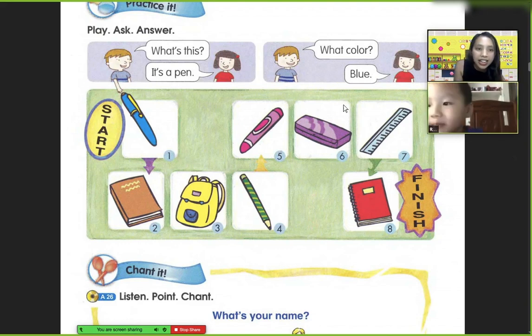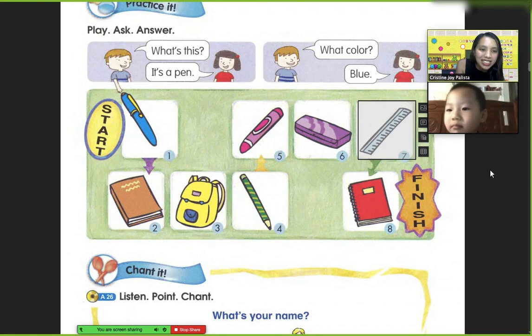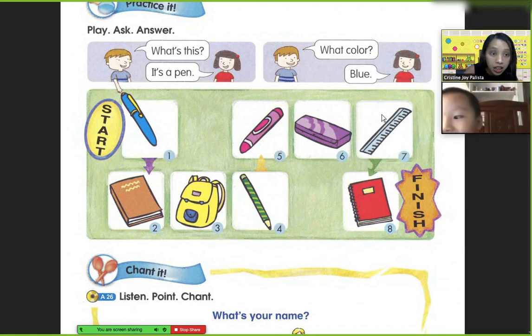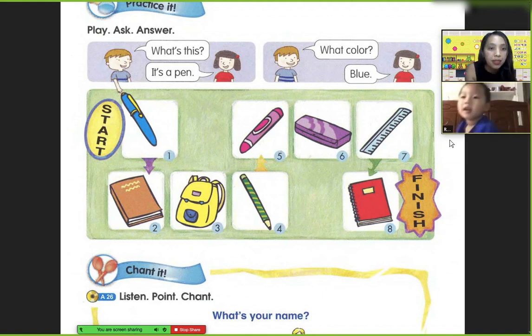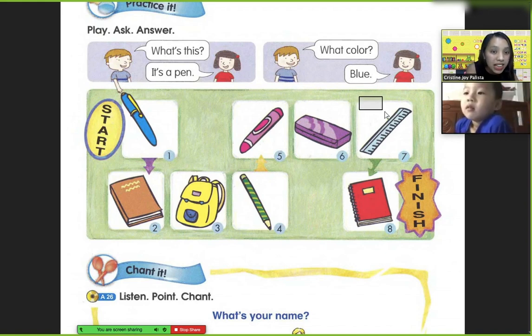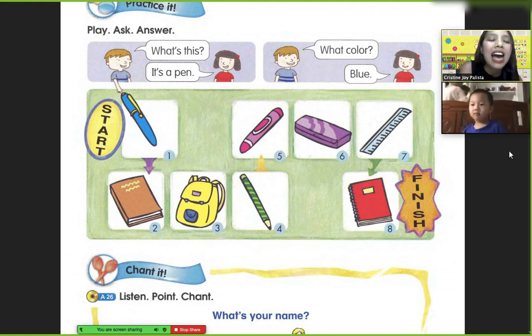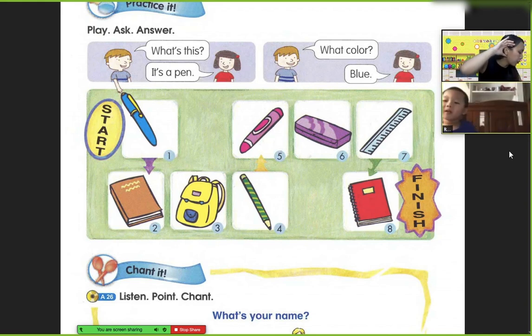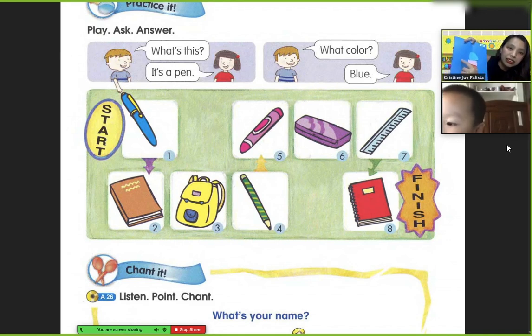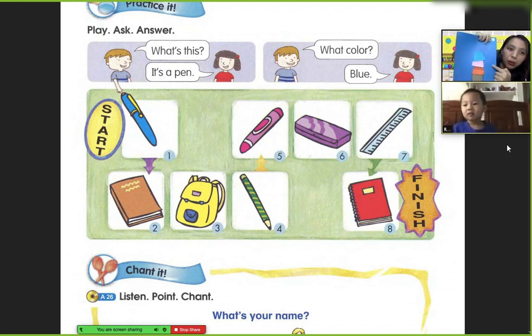All right. Okay, let's go to number seven. What is this? This is a ruler. Yes. What color is the ruler? I don't know. This is color blue. Light blue ruler. Can you say that one more time? Light blue ruler. That's right. This is light blue. This is dark blue.